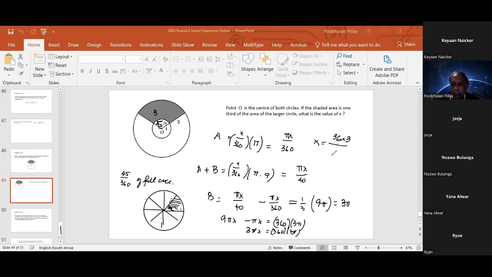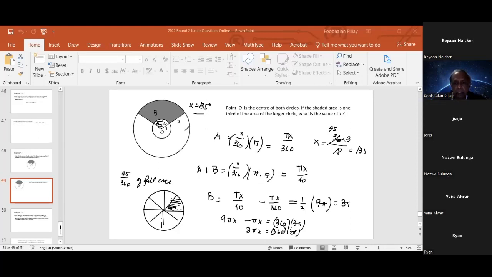That's 8x. So x is that divided by 8. 8 goes into 360 45 times. We don't use calculators here. 8 goes into 360 45 times. So 45 times 3 is 135. So this angle here is 135 degrees. Your x was the angle.